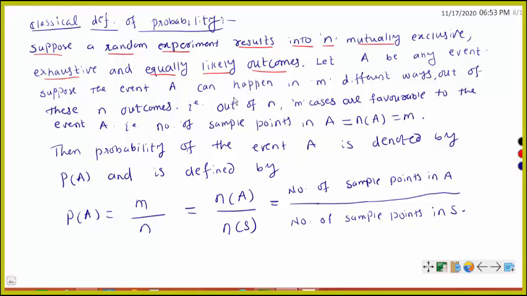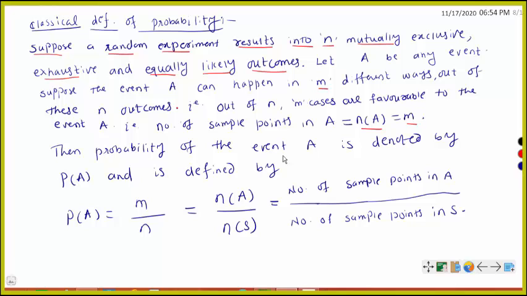this event A can happen in m different ways out of these n outcomes. That is, out of these n outcomes, m cases are favorable to the event A. The total number of sample points in the sample space S is equal to n here, and the number of sample points in A, n of A, is m.